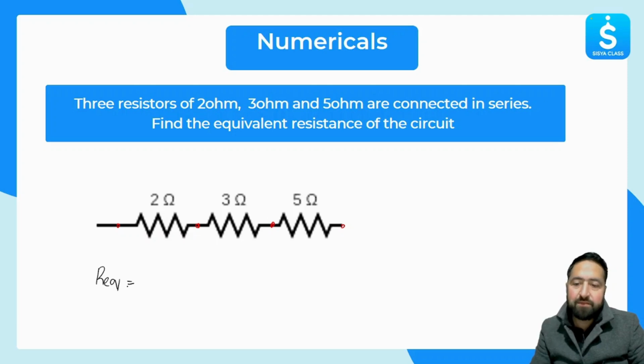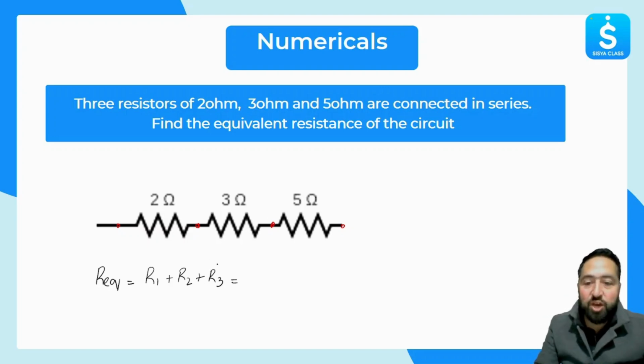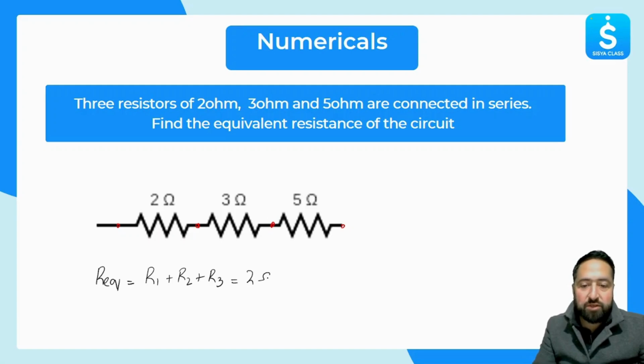It is very simple. We have studied this, that if there are three resistors, their equivalent resistance will be R1 plus R2 plus R3. Got it? That's nice. What is R1 equal to? It is equal to 2 ohms. What is R2 equal to? 3 ohms. And R3? 5 ohms.